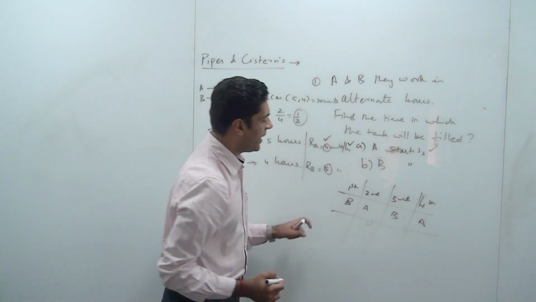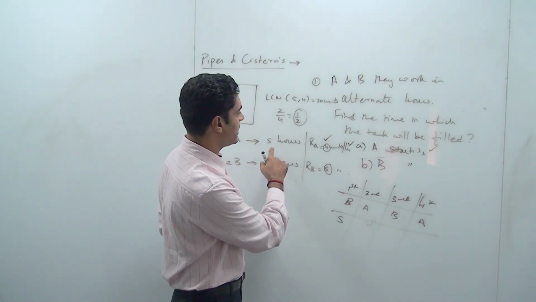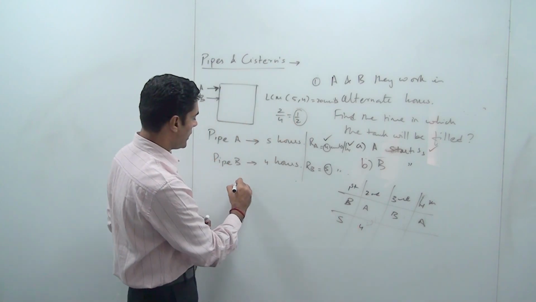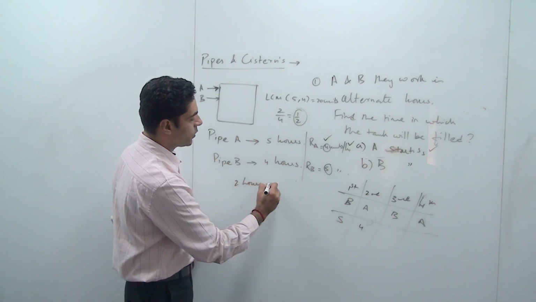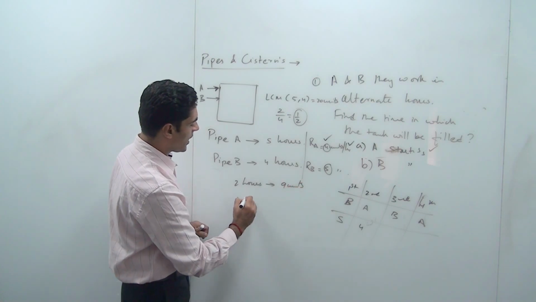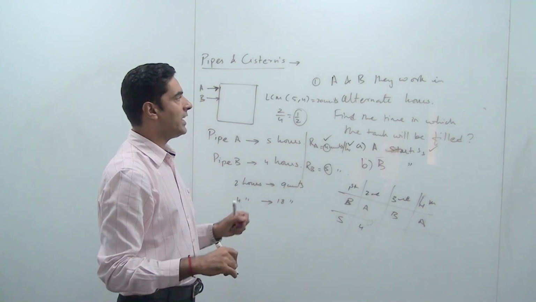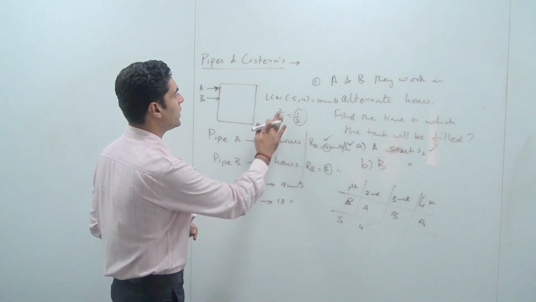B working alone in the first hour would have filled 5 units. A working alone in the first hour would have filled 4 units. So in 2 hours, total work which is done is 9 units. So in 4 hours, total work which is done is 18 units. The remaining again is 20 minus 18, which is 2 units.